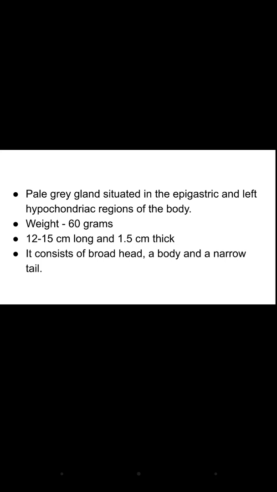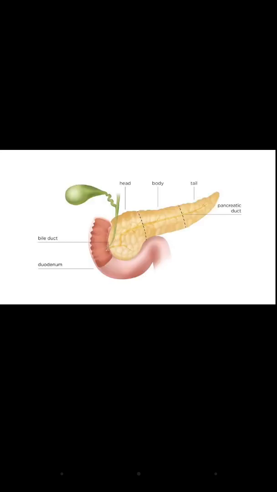It is 60 grams in weight. It has a length of 12 to 15 centimeters and a thickness of 1.5 centimeters. The gland has 3 parts. First is head, second is body, and third is tail. So let's discuss these 3.